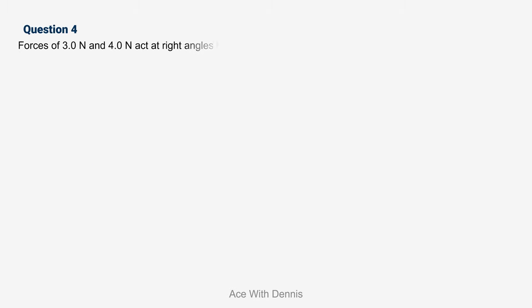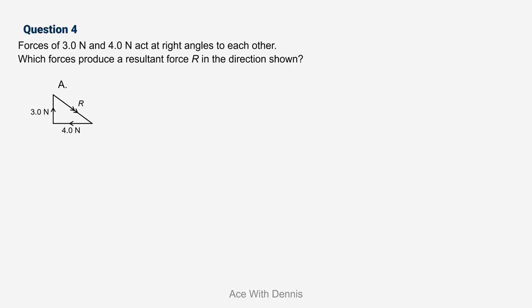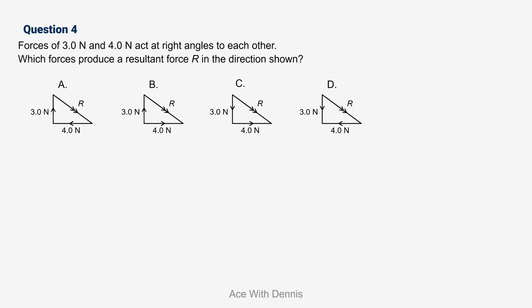Question 4. Forces of 3.0 newtons and 4.0 newtons act at right angles to each other. Which forces produce a resultant force R in the direction shown? Is it A, B, C, or D? The answer is C.